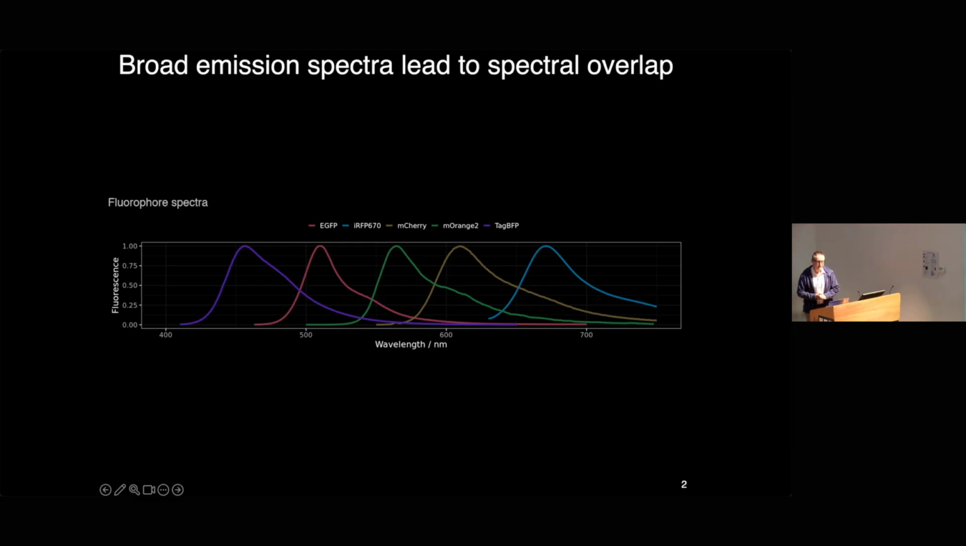And so if we try and label 5 things in a cell, we can pick 5 different fluorescent proteins, which are plotted here, and we're going all the way from the blue end of the spectrum right to the very furthest red that you can get. And you can see that there's quite a lot of overlap between these different emission profiles.